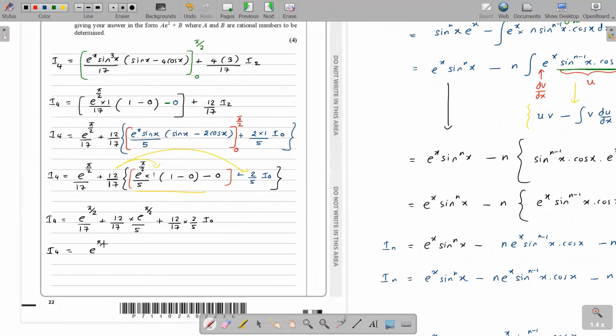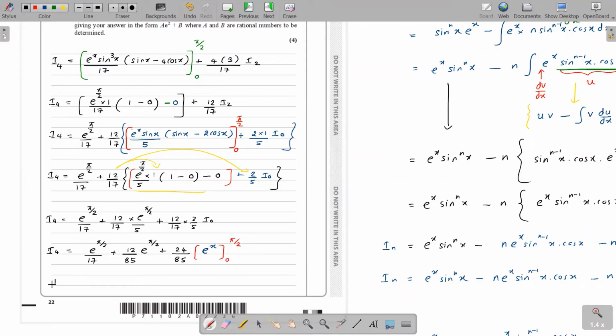e to the power pi over 2 divided by 17 plus 12 over, can I know how much is 17 times 5? 85. e to the power pi over 2. 12 times 2 is 24. 17 times 5 is 85. I naught we just found out is e^x. So e^x, give your limits from where to where? 0 to pi over 2.